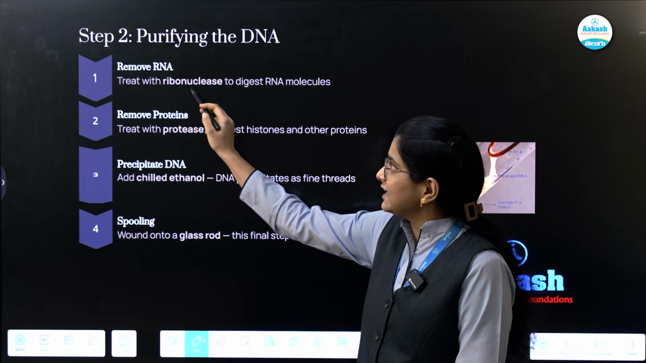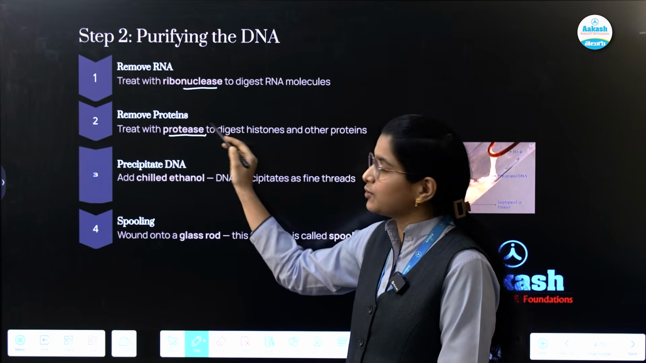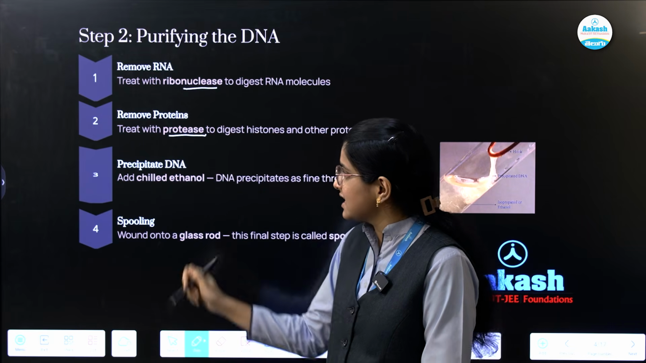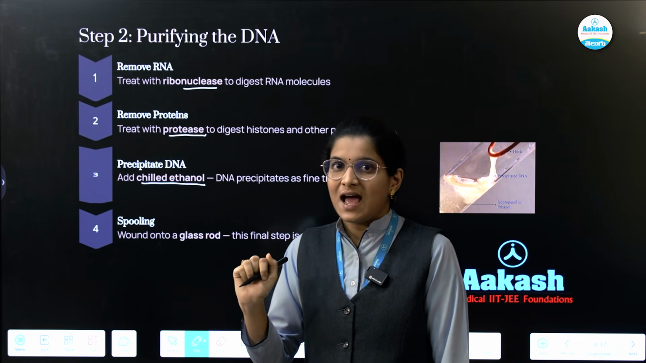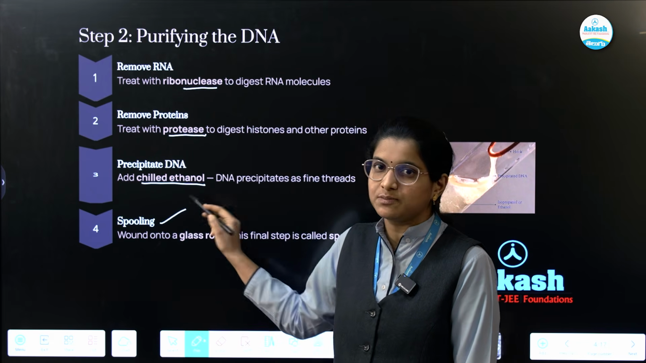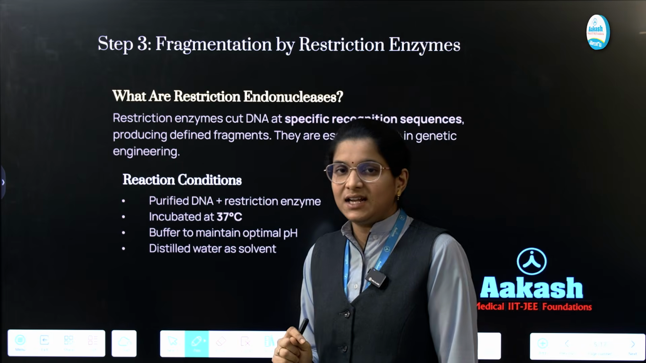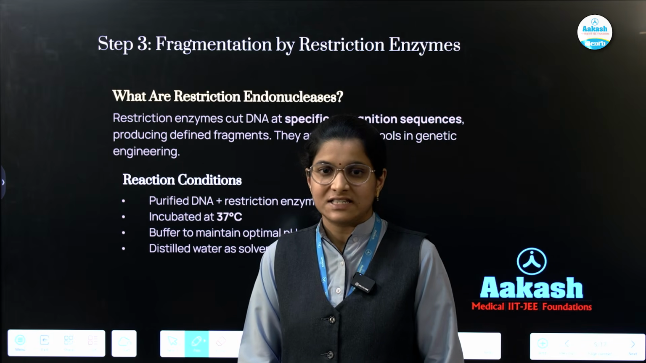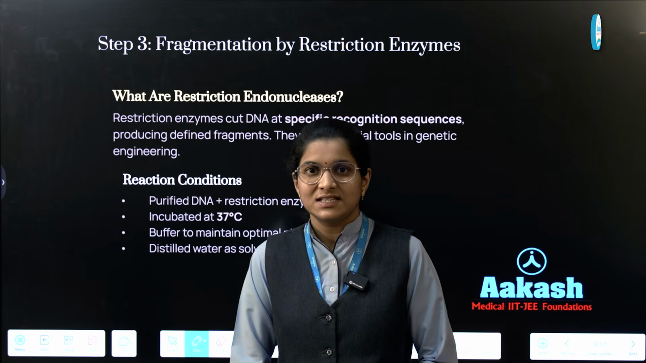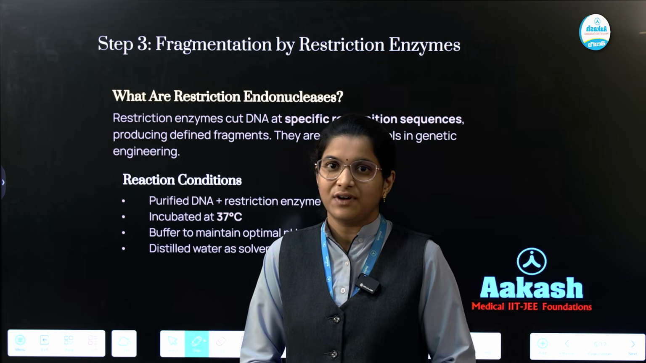So, we are treating with ribonuclease to digest the RNA. We are using proteases to digest the proteins. We add chilled ethanol and the DNA is collected with the help of a glass rod, and this step is called as spooling. Now, the DNA is cut into fragments by the action of restriction enzymes. Restriction enzymes are the molecular scissors which help in cutting the DNA into fragments.